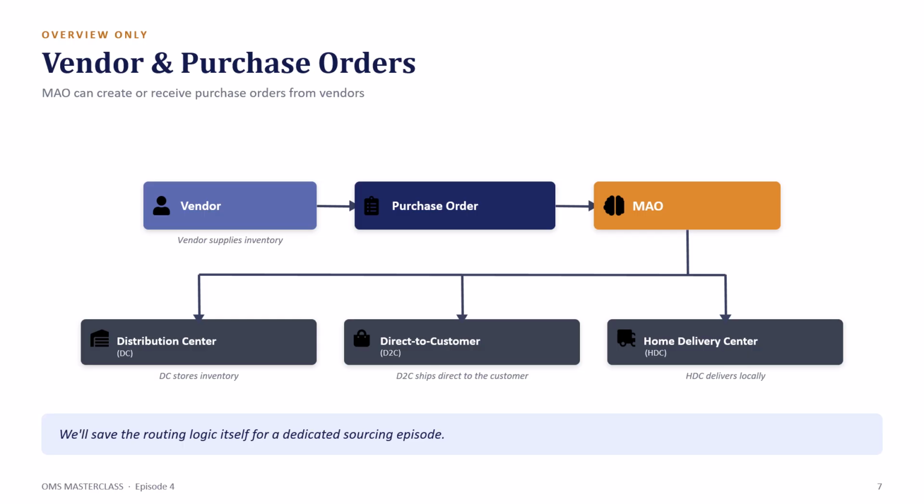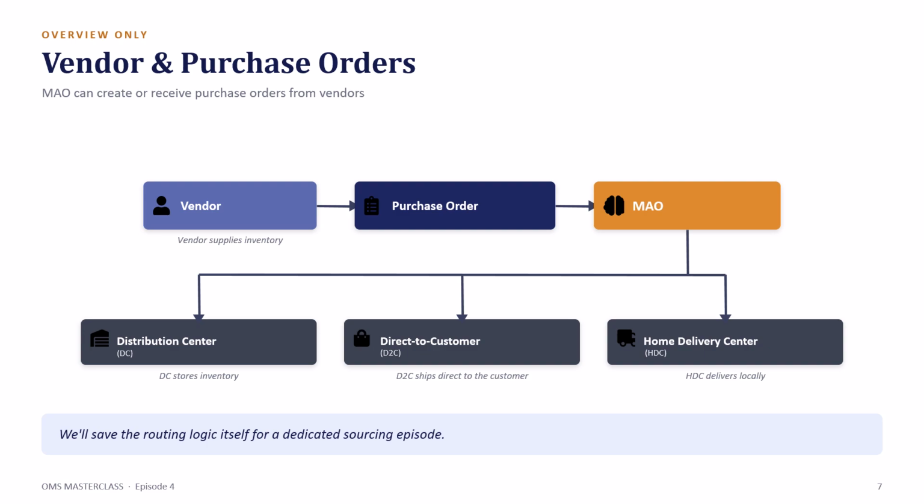Once the products are ready, they can be sent to different destinations. For example, they might go to a distribution center, DC, which stores inventory before supplying stores, or they can be shipped direct to customer, which is commonly called D2C. Another option is a home delivery center or HDC, which is mainly used to fulfill customer home deliveries.